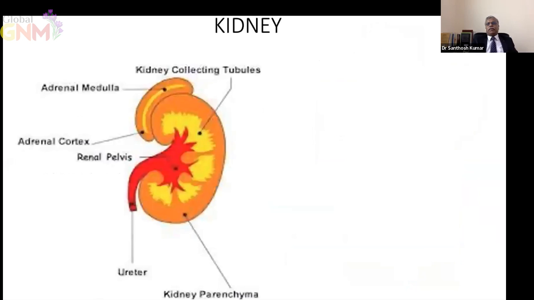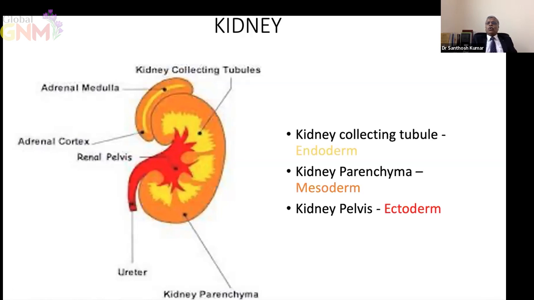But in the case of the kidney, you see there are 3 layers: kidney parenchyma, kidney collecting tubule, and renal pelvis. In that, the kidney parenchyma is controlled by the new mesoderm, the kidney collecting tubules are controlled by the endodermal germ layer, and the renal pelvis is controlled by the ectoderm. So 3 germ layers are there in the kidney. Whenever 2 or 3 layers are there in a system, there will be different conflicts affecting different areas. You see, the kidney collecting tubule, that is the endodermal.